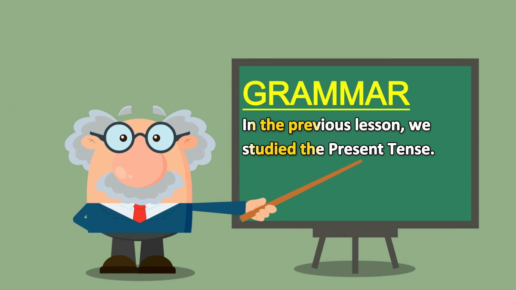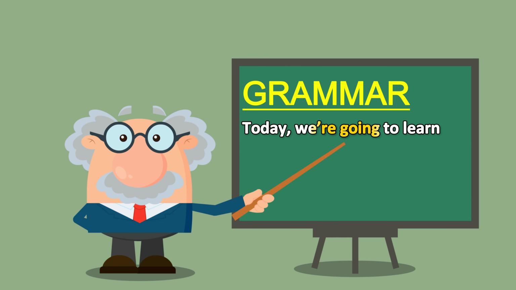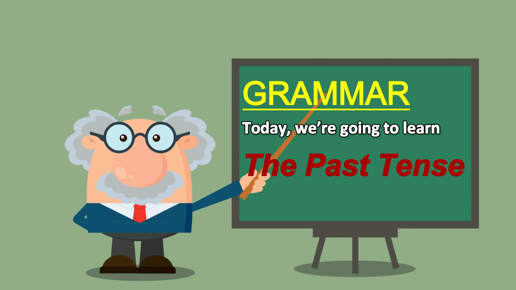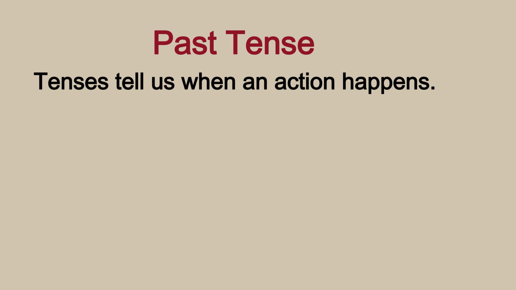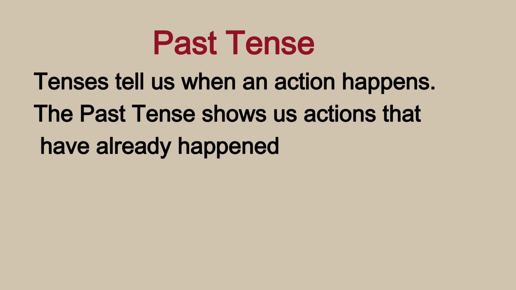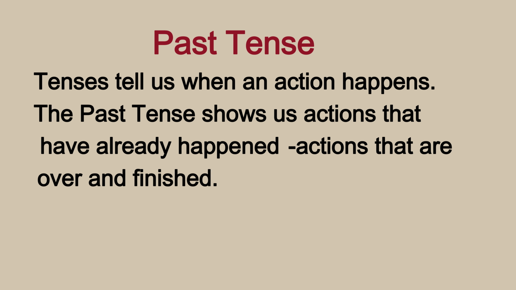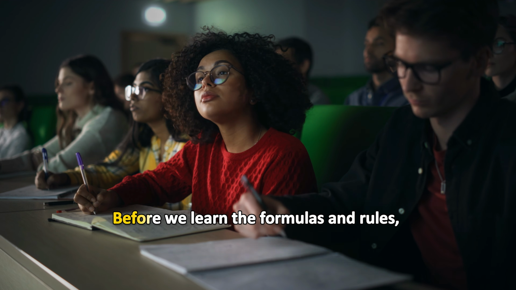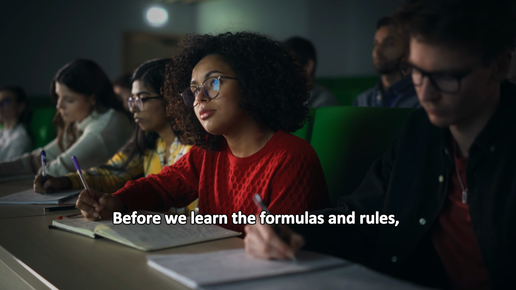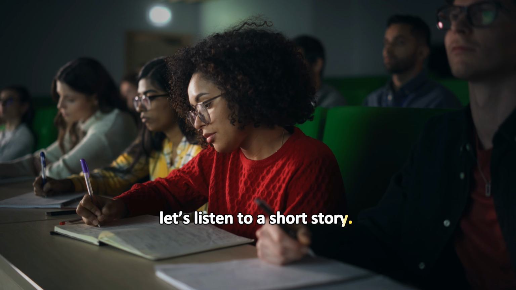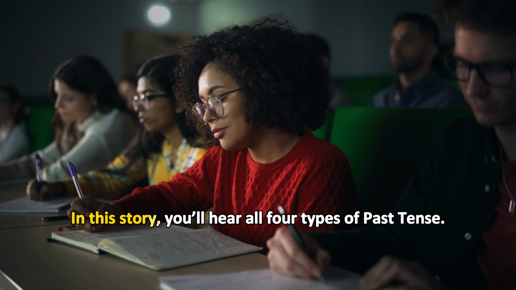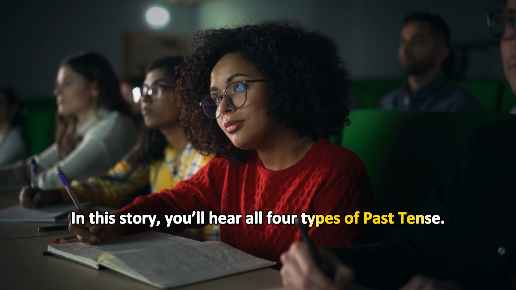In the previous lesson, we studied the present tense. Today, we're going to learn the past tense. Tenses tell us when an action happens. The past tense shows us actions that have already happened, actions that are over and finished. Before we learn the formulas and rules, let's listen to a short story. In this story, you'll hear all 4 types of past tense.